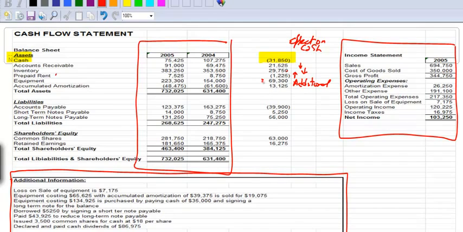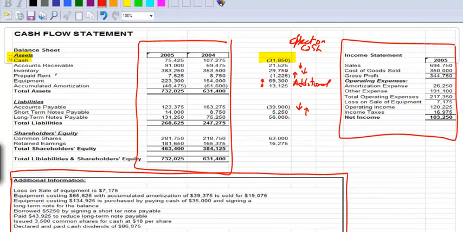So these things, I'm going to look at my additional information for further clarification. Let's look at our accounts payable. Accounts payable went down. It went down by 39,900, so our cash is going down. Short-term notes payable has gone up. It means that we borrowed money.